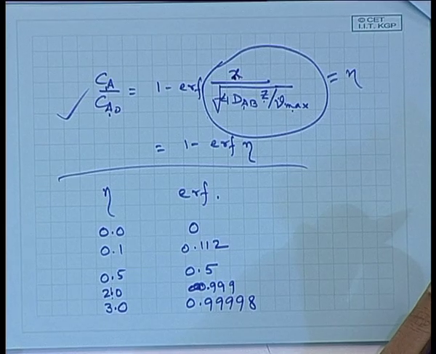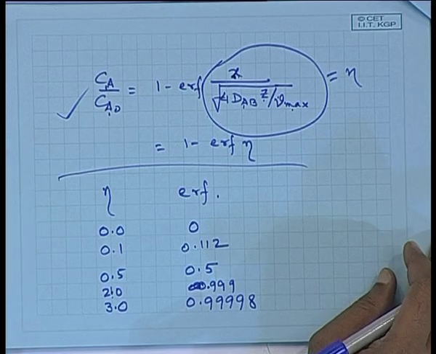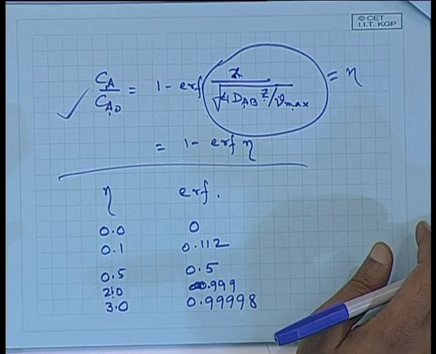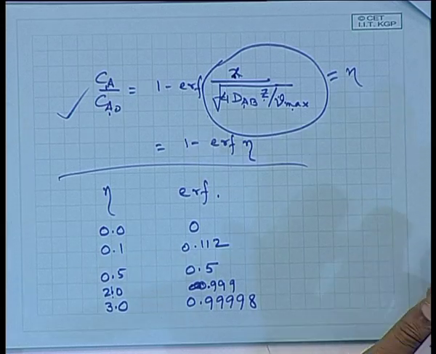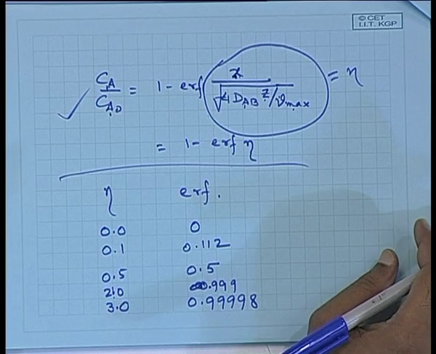For example, if I would like to find out the local mass flux at this surface, at x equal to 0, how do you find the local mass flux of A molecules at x equal to 0?